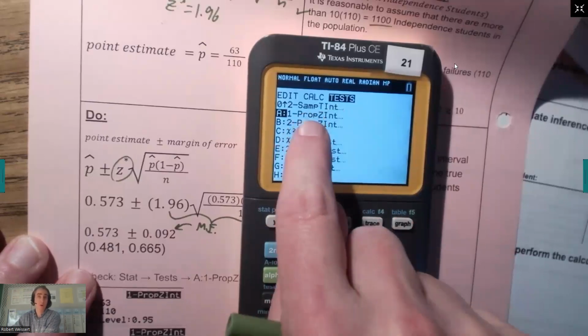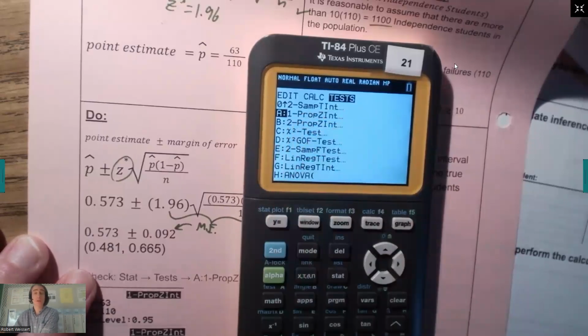Your calculator calls it a one prop Z interval, one proportion Z interval. It's called a one sample Z interval for P, but your calculator speak is one prop Z interval. So if you write one sample Z interval for P, that's the best way to do it. But if you forget it, you could at least run one prop Z interval.